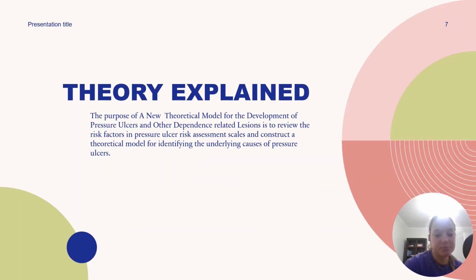The purpose of this theory is to review the risk factors in pressure ulcer risk assessment scales, and construct a theoretical model for identifying the underlying cause of pressure ulcers. So overall, this theory's point is to look at the underlying cause of pressure ulcers and how we as clinicians can identify the risk factors early.